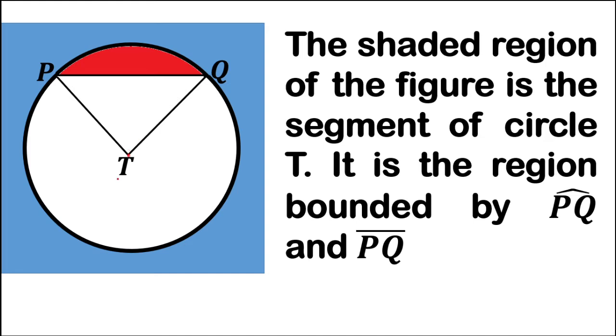So, this is circle P. Now, the red part is the region bounded by arc PQ and chord PQ or segment PQ. So, this part now is what we call the segment of a circle.